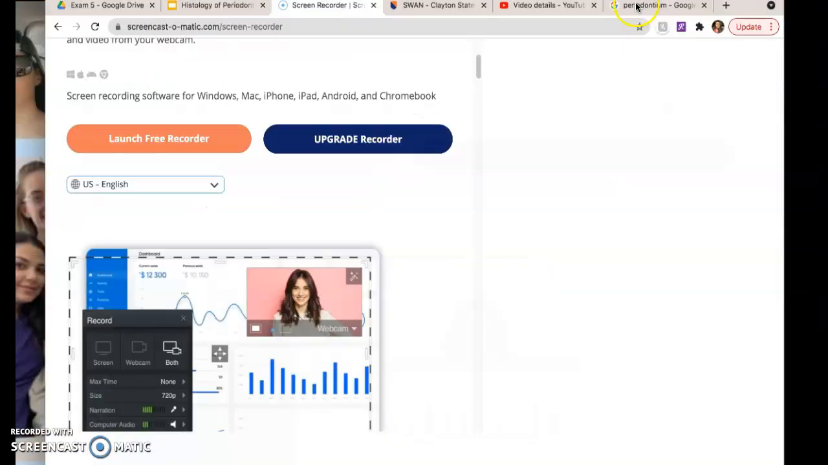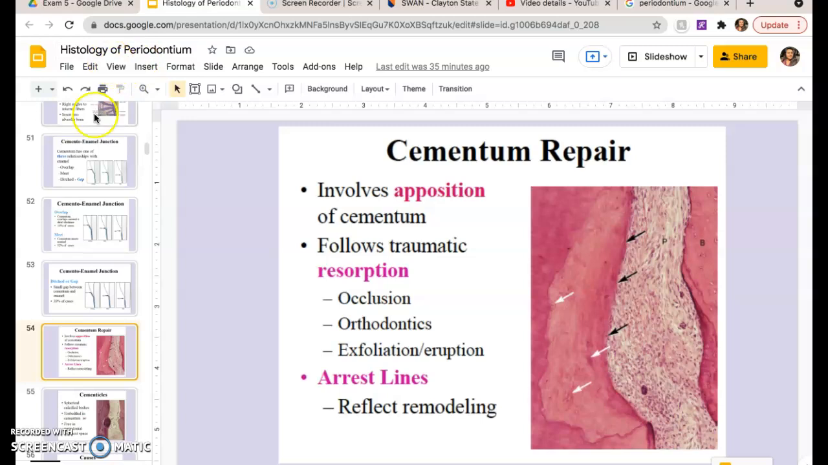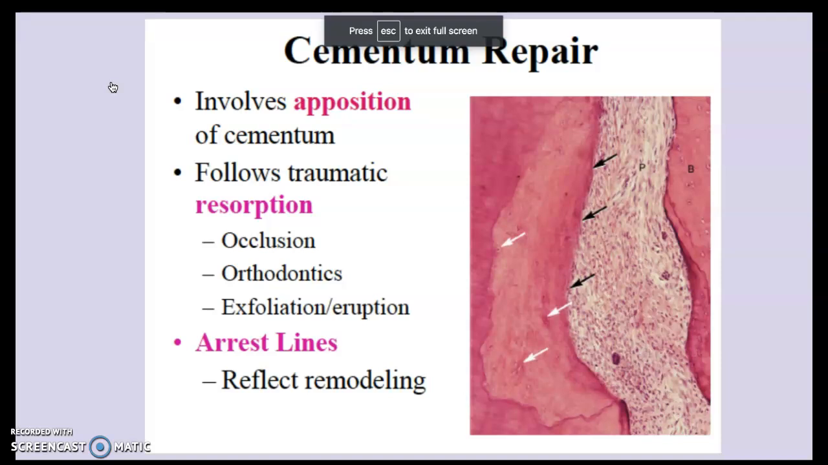Okay, so this is part 2 of the histology of the periodontium. Okay. So we stopped at cementum repair.